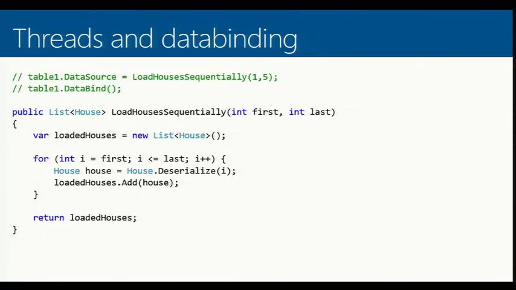We'll get to that in a moment, but let's look at what the customer started with, and we'll take him at his word that the deserialization work was doing a lot of compute-bound work, and we'll see what happened. This was the code he wrote, this Zillow application. He called load houses sequentially. It went one by one. It called this deserialize method, added them to a list, and then it data-bound them.